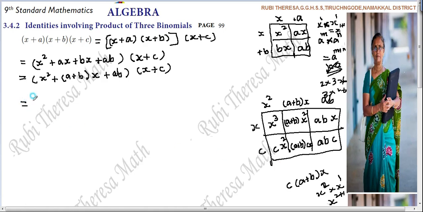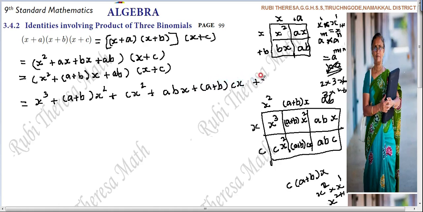Just you write it here. What is it? X cube plus A plus B into X squared. Next one, what you can write? Cx squared. Because same term, like terms, both are like terms. It is better to take it in a diagonal way. X cube, then A plus B into X squared. Next one is what? Cx squared. Plus, next here, what is it? ABX plus A plus B into Cx plus AB.